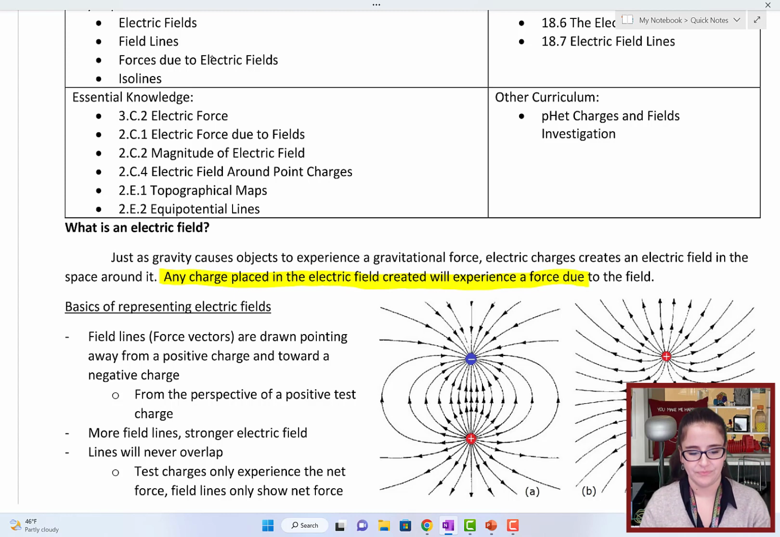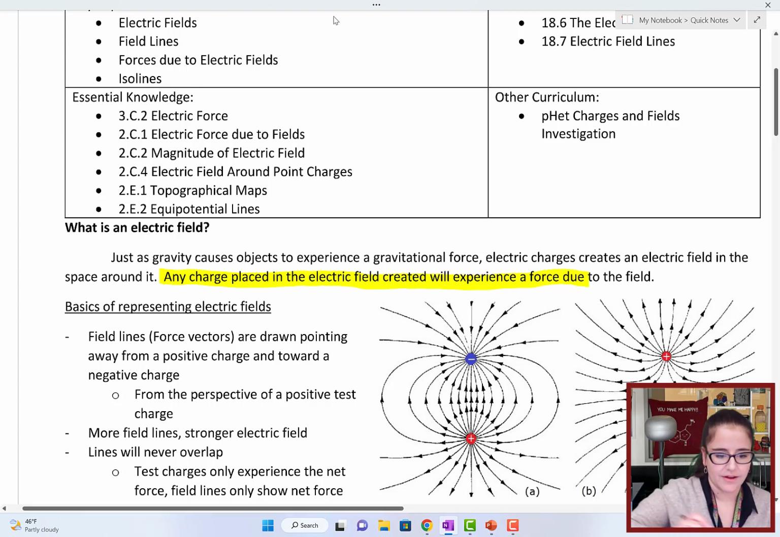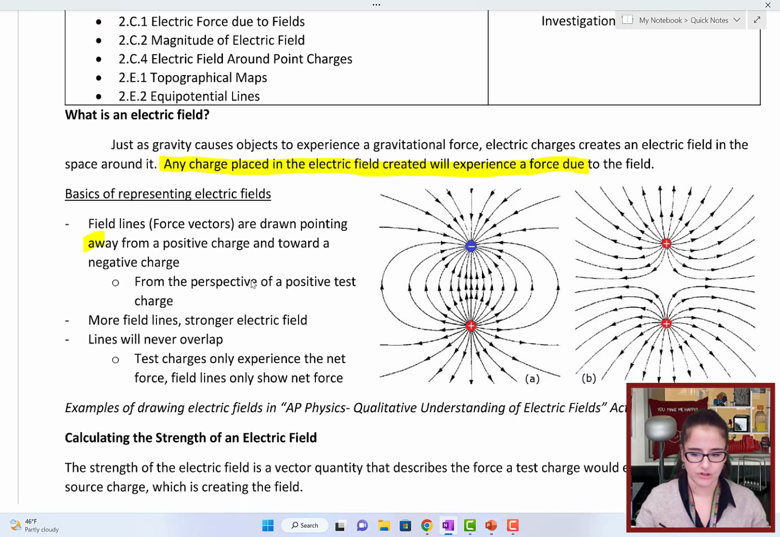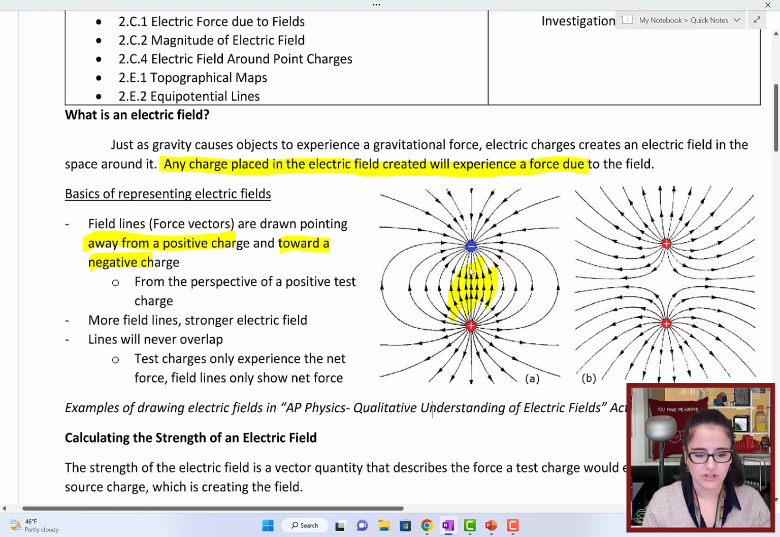Now, when we draw the electric field lines, they are always pointed away from positive charges and toward negative charges. The way I like to think of this is you're drawing them from the perspective of a positive test charge. So it's the direction that a positive charge would go. When you have more dense field lines, that means you have a stronger electric field, like in the middle of these two charges. And note the lines will never overlap.